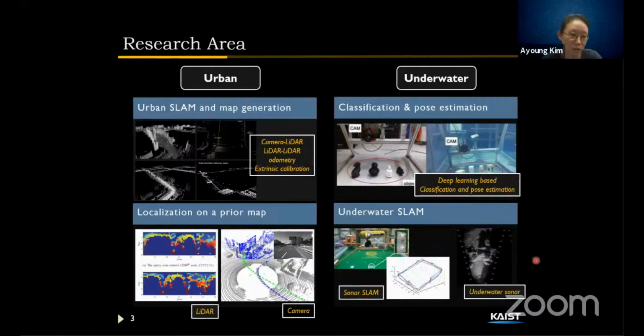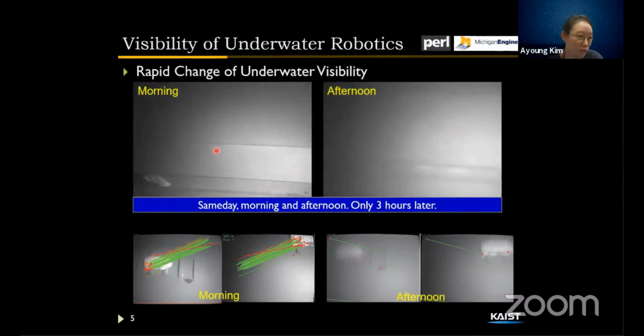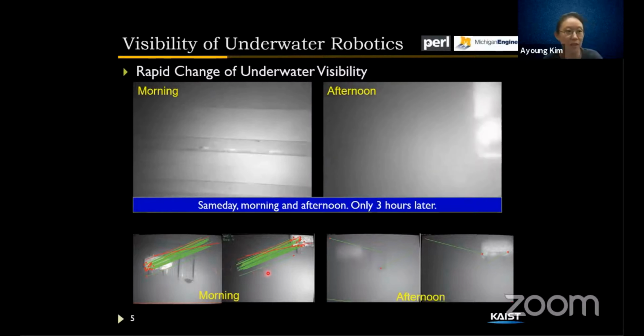What's challenging underwater is this example. When I was working on the hull inspection project, there was a day in the morning. We put the robot in the water, and as you can see from the camera, it was very clear. The water was very clear. We see a lot of registration. We make a lot of matches between a pair of images nicely.